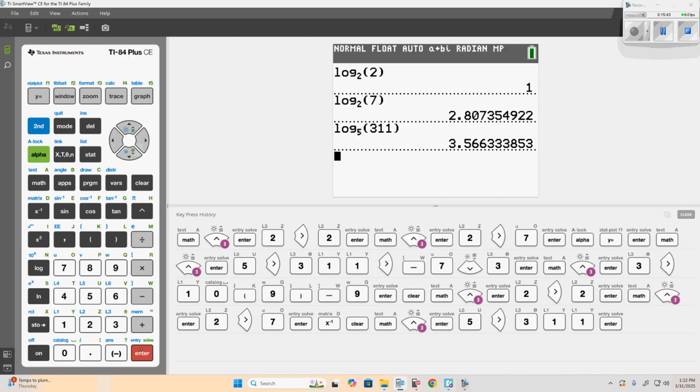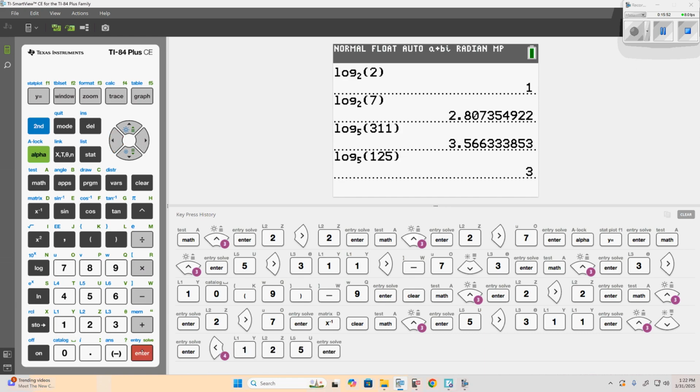Now, sometimes they will reduce nicely, because if we took log base 5 of 125, it reduces to 3. Replacing that with what it equals is fine, because it gives us a nice number.